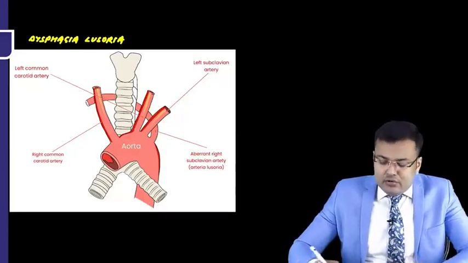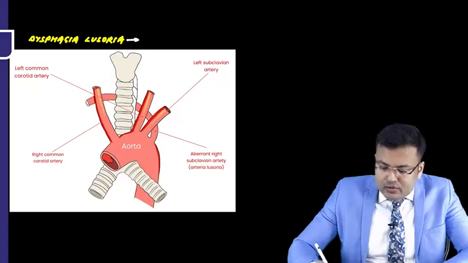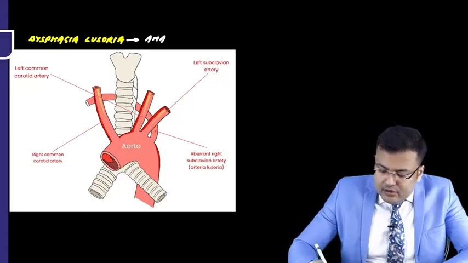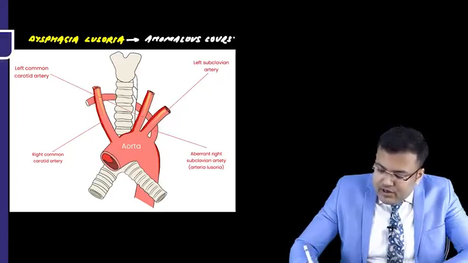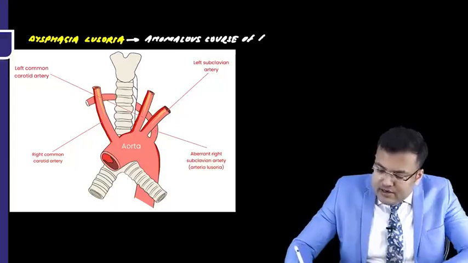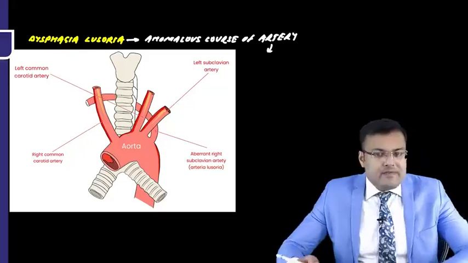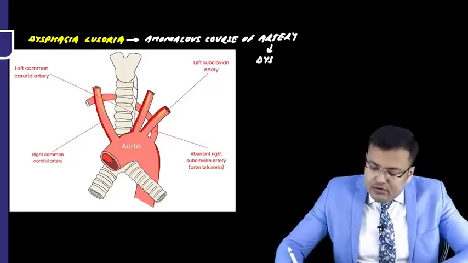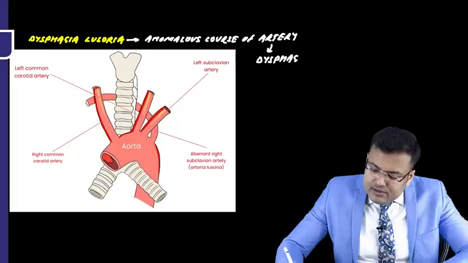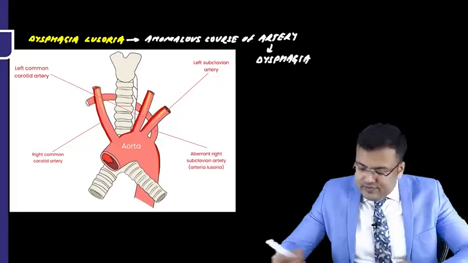What is dysphagia lusoria? Lusoria means anomalous course of artery. So if there is an anomalous or abnormal course of artery, and that abnormal course of artery is responsible for dysphagia, that is known as dysphagia lusoria.